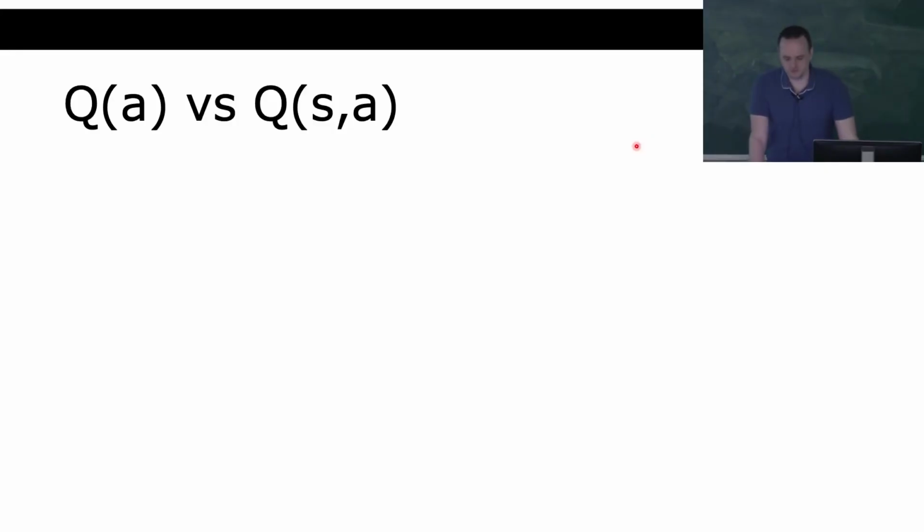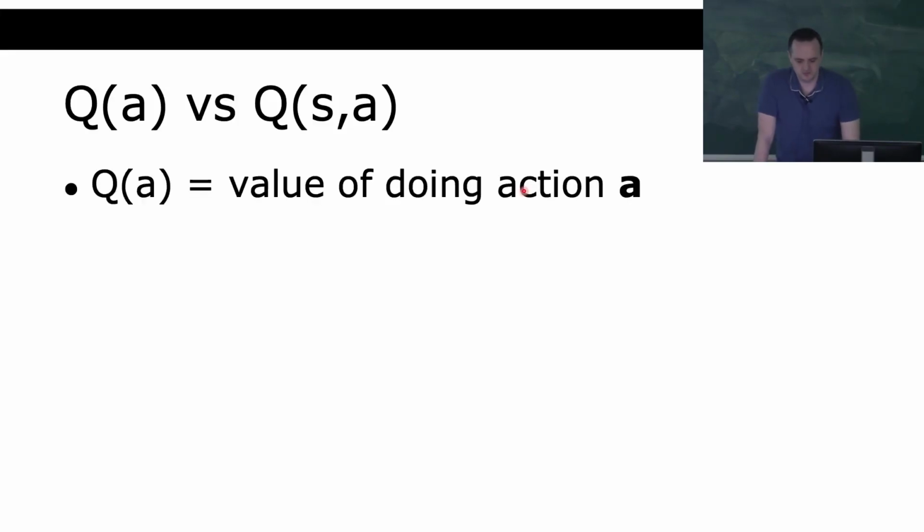One thing that we will see going forward is that, so we've been talking about Q of A, right? But what we kind of really want is Q of S,A, because Q of A is the value of doing action A. And if all I have in front of me are a bunch of slot machines, then I don't really have a state, right? There's just actions. There's only one state, and I'm just pulling these actions.